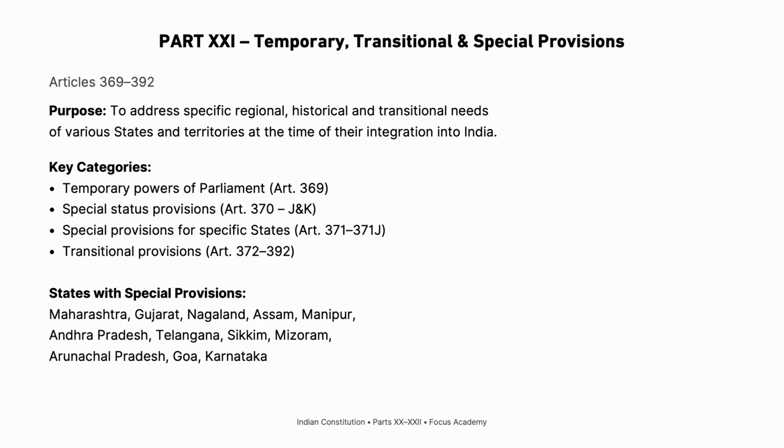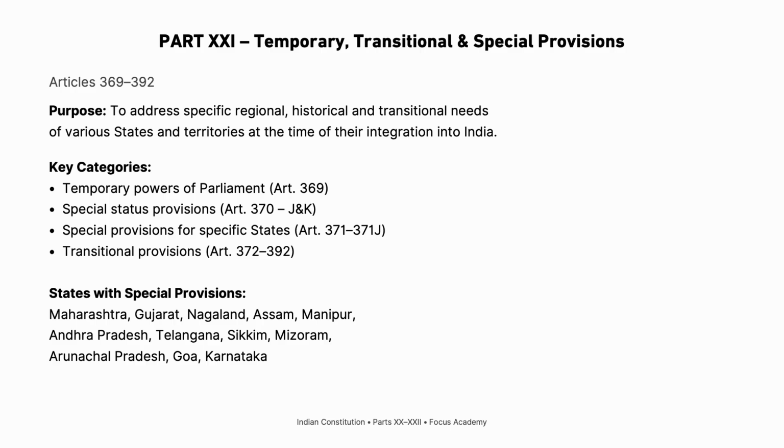These are special provisions. These are the key categories. Now these are the states with special provisions: Maharashtra, Gujarat, Assam, Nagaland, Manipur, Andhra Pradesh, Telangana, Sikkim, Mizoram, Arunachal Pradesh, Goa, Karnataka. Now in the Northeast: Assam, Nagaland, Manipur, Mizoram, Sikkim, and Arunachal Pradesh.